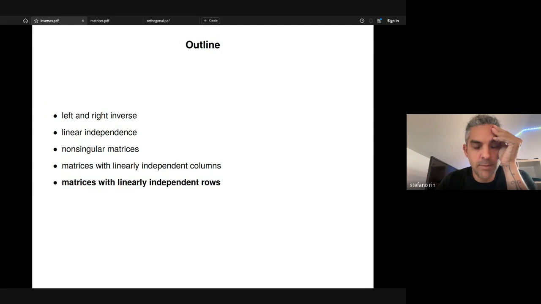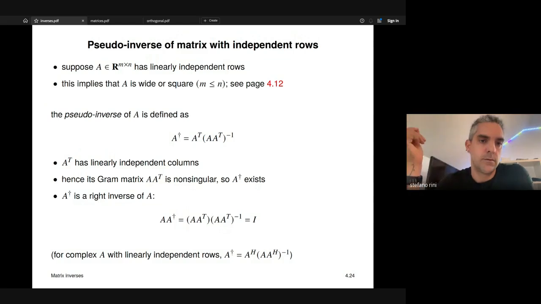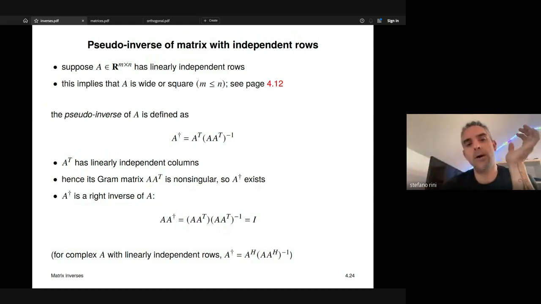So matrices with linearly independent rows. Now we can define a pseudo-inverse for a matrix with linearly independent rows. Suppose that A is an R times M matrix with linearly independent rows. This implies that the matrix is either wide or square, otherwise we will not be able to have linearly independent rows. Which means that we can also define a pseudo-inverse for this object, which is again A dagger, A transpose, and then we have A times A transpose to the minus 1. So A transpose has linearly independent columns.